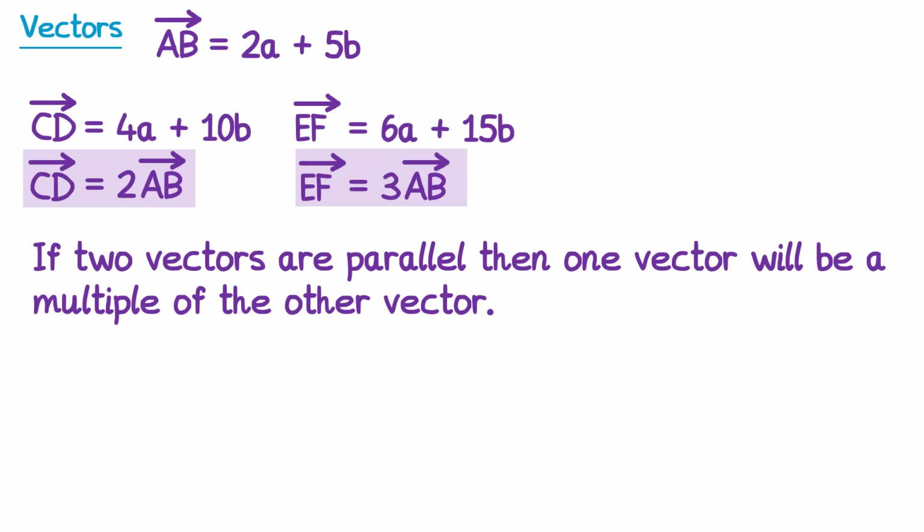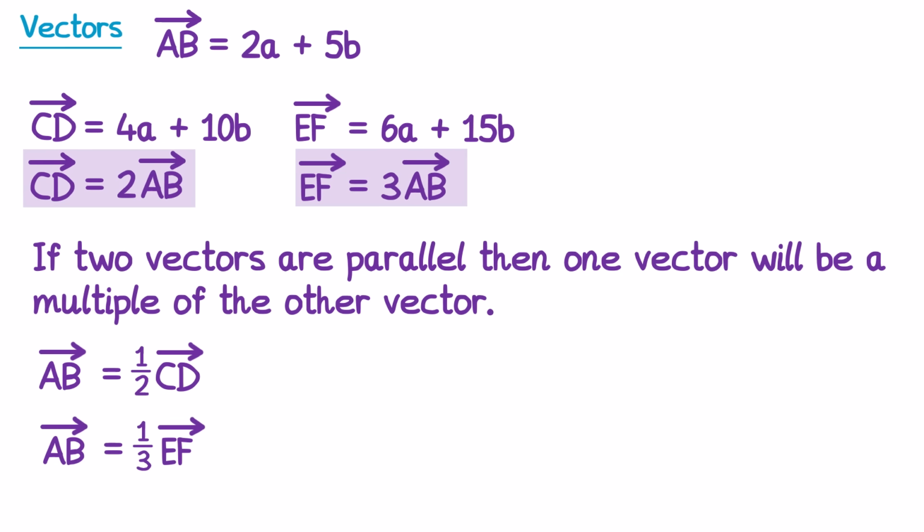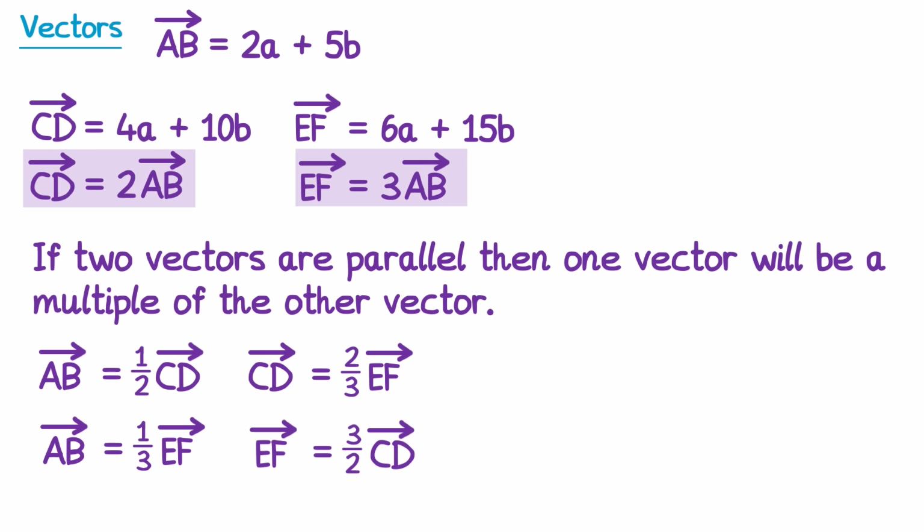If CD was twice as long as AB, then we could write that AB was half as long as CD. If EF was 3 times as long as AB, then we could write AB is 1/3 of EF. And you could even write down statements linking the vectors CD and EF. CD would have been 2/3 of EF, and EF will be 3 over 2 lots of CD. So the really important thing to understand here is that if one vector can be expressed as a constant multiple of another one, then they must be parallel. Let's use this in some questions.